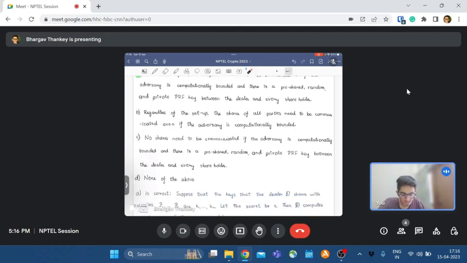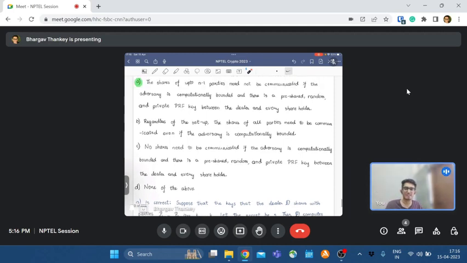What about option C? No shares need to be communicated if the adversary is computationally bounded and there is a pre-shared random and private PRF key between the dealer and every shareholder. So what option C is saying is, in option A, we saw that just one share needs to be communicated. The question is, can we even get rid of that communication? So can we have a scheme which is completely non-interactive? Well, that is false. The reason is the following.